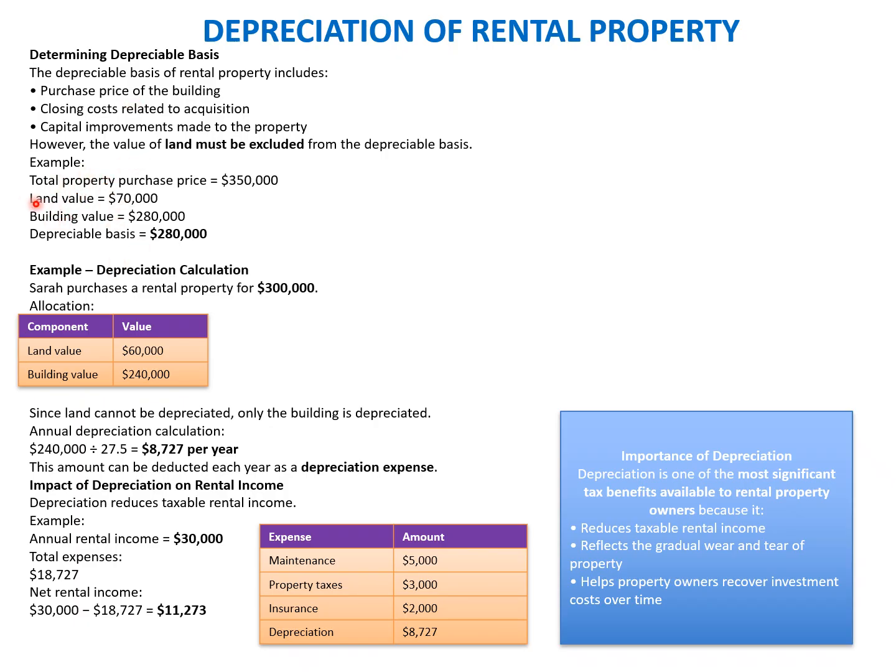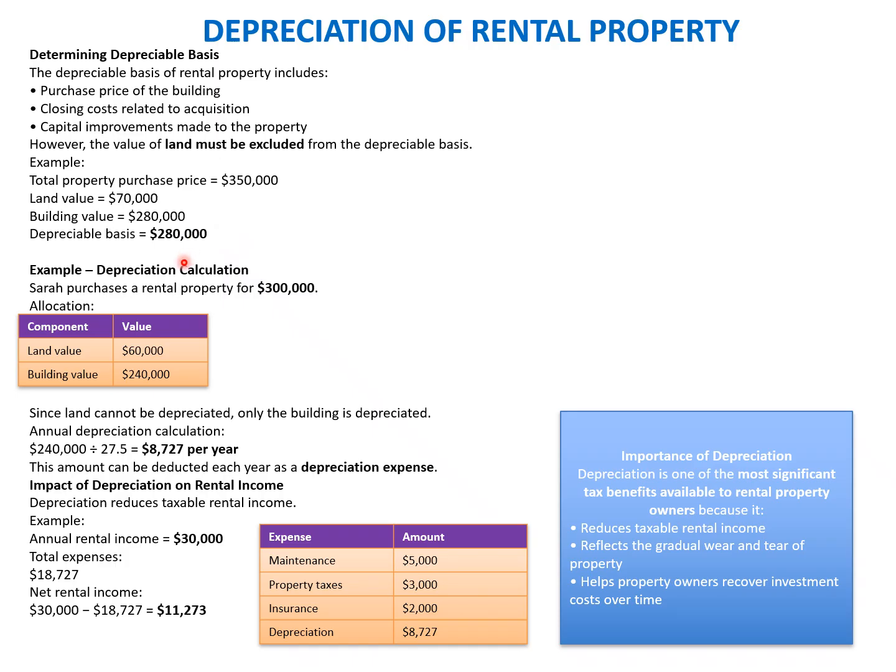We have to include the property value plus any major enhancement which has been done to improve the life of that property. Those need to be included to calculate the depreciation on the rented property. For example, total property purchase is 350,000, land value is 70,000, building value is 280,000, and the depreciable basis is 280,000. This is the amount which will be divided by 27.5 or 39 as the case may be, depending on the type of the property.